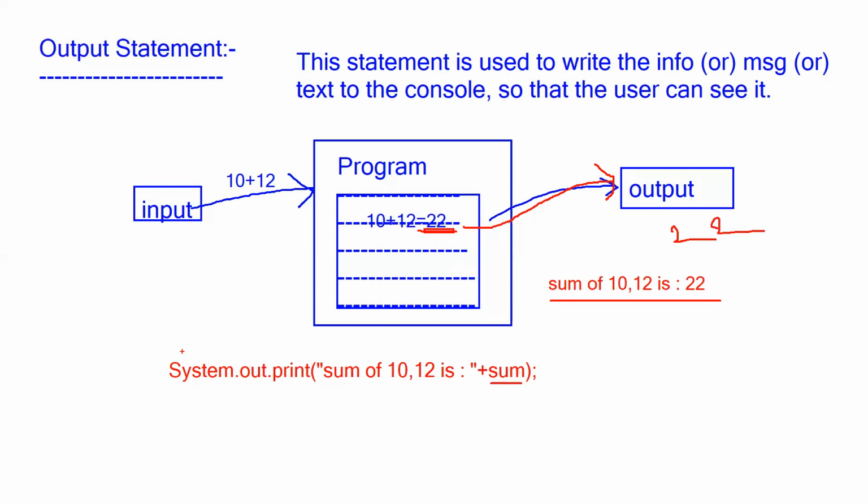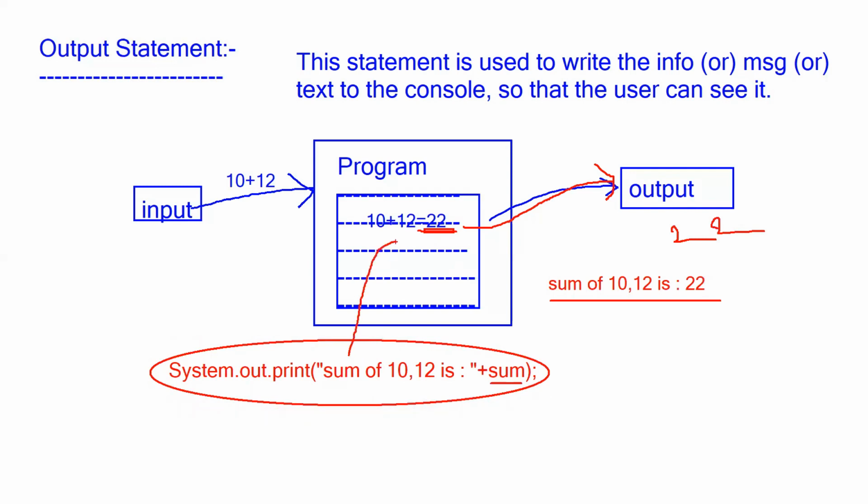Now if you write this as an output statement inside a program, the program will take this sum info and print it on the console as it is. Then this will have a proper meaning, right? Instead of simply printing 22, you are printing a meaningful message. And for that purpose, we are using the output statement.